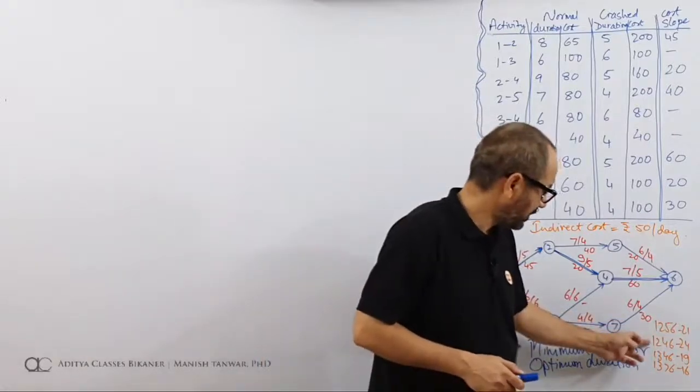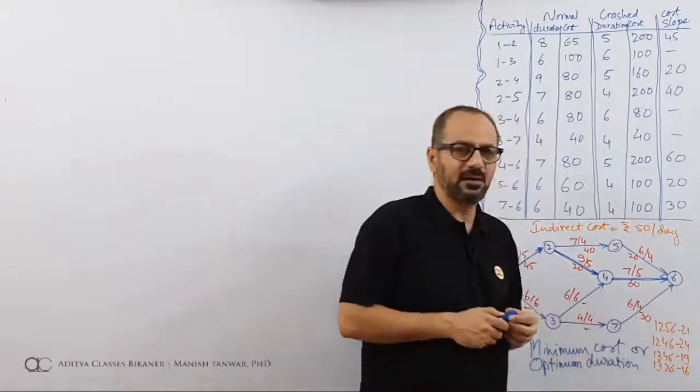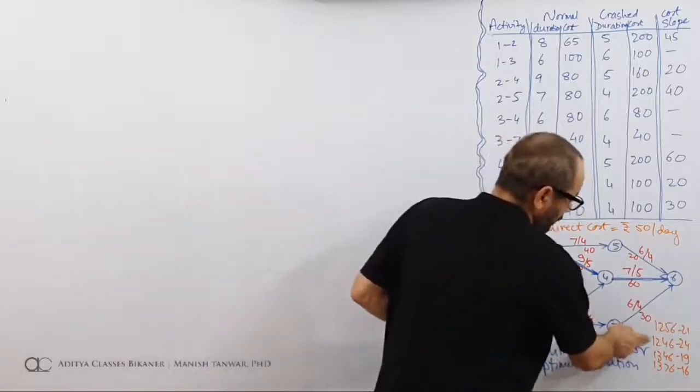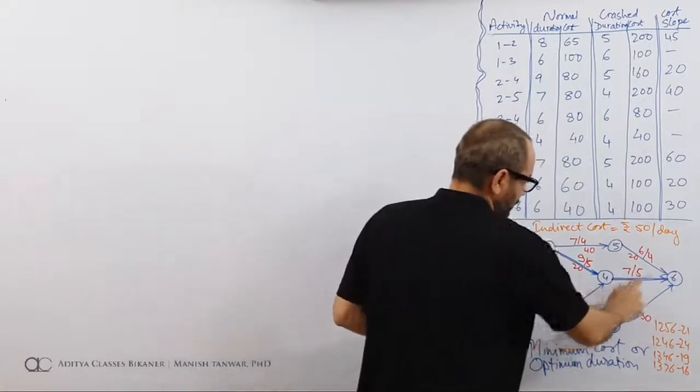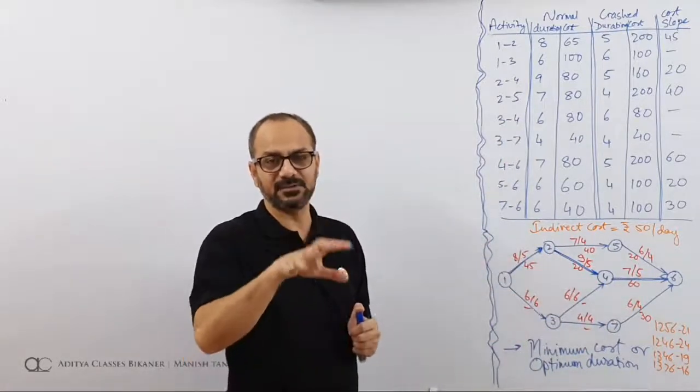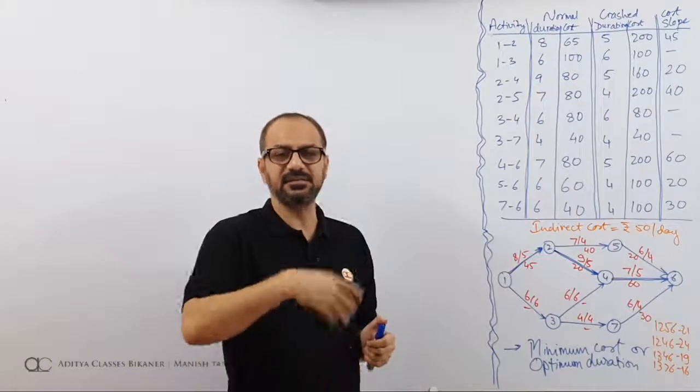Fine. So right now we are at 1246, we'll try to bring it down to 1256. Now in bringing 1246 to 1256, I need to speed certain activities up. I'll have to provide them with some additional resources so that they can finish their task earlier.